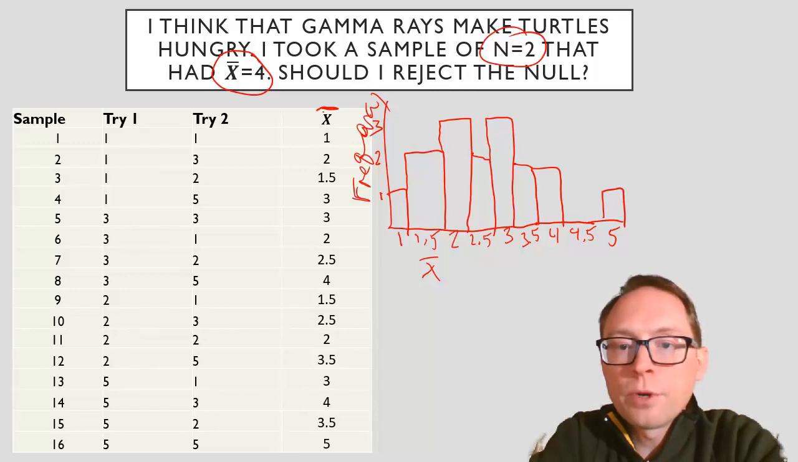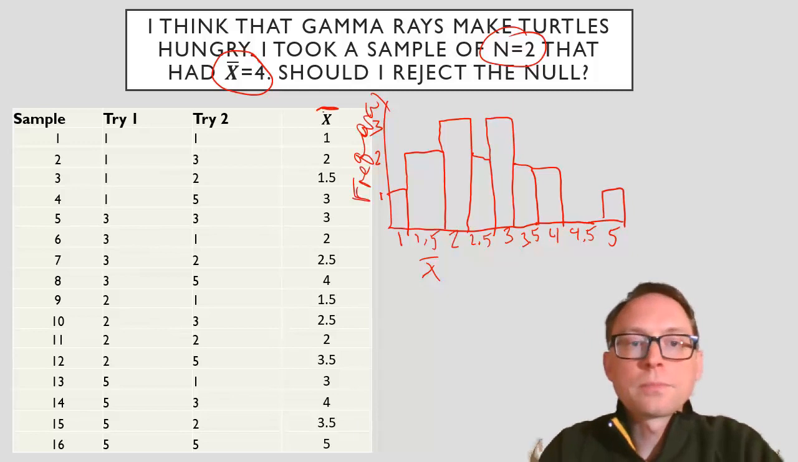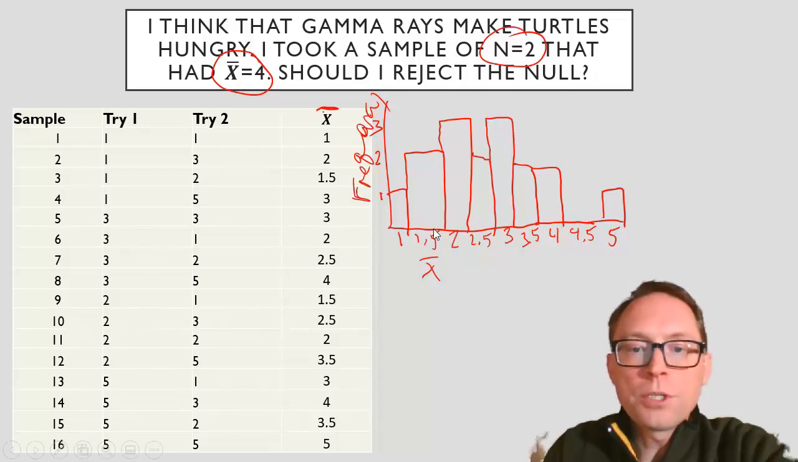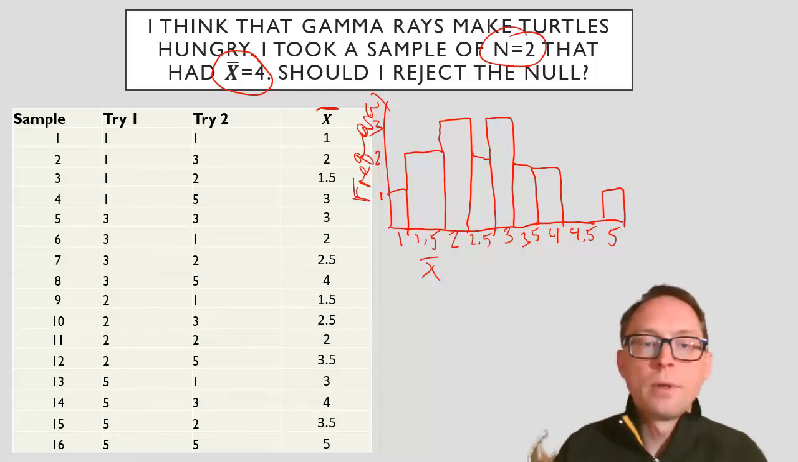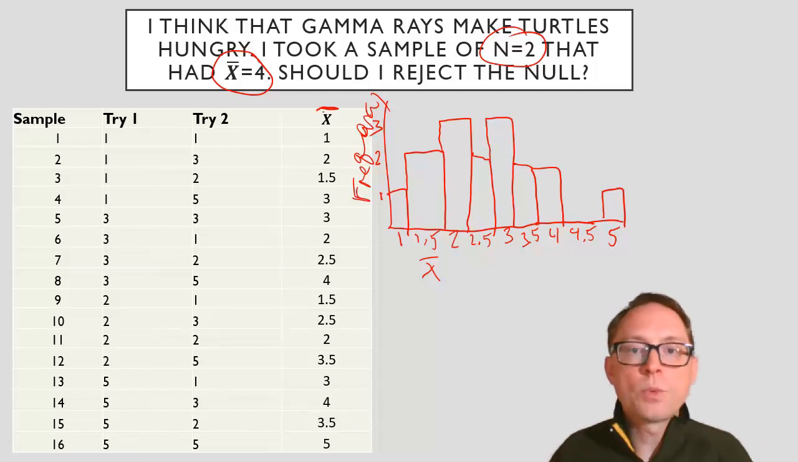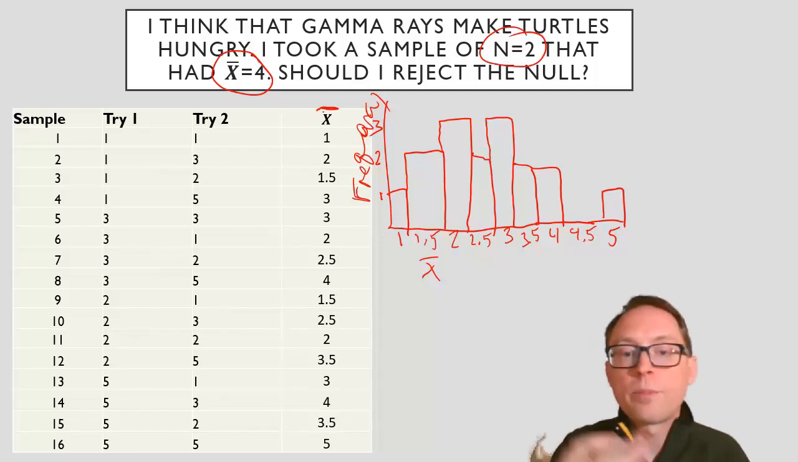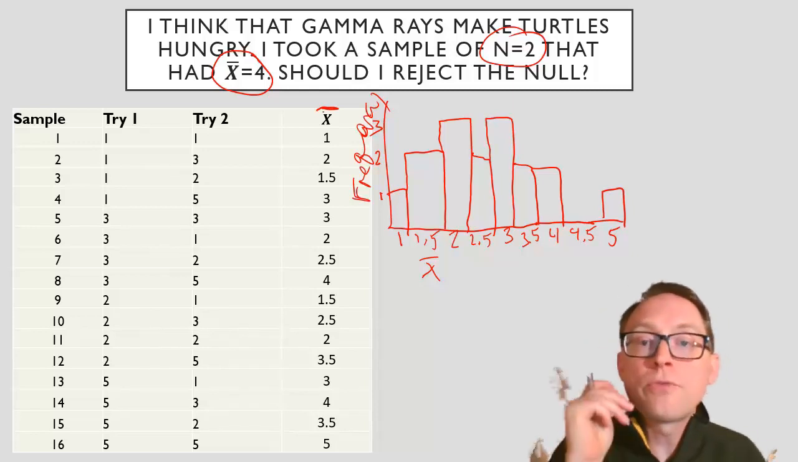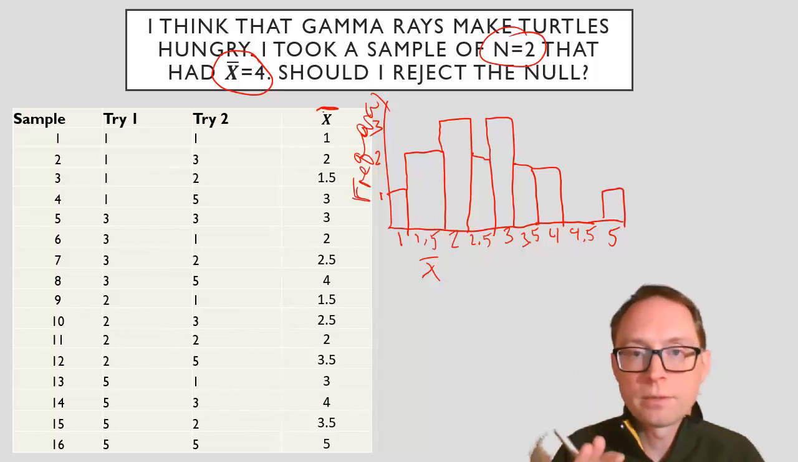All right. So what you're saying is we think that gamma rays are making turtles hungry. Now what you see right here is the frequency for each of these things. So for example, what we're looking at is the probability that you would get a 4, or a 1.5, or a 2. But that is the probability if the null is true. If nothing is going on, if gamma rays have 0 effect on your hunger.